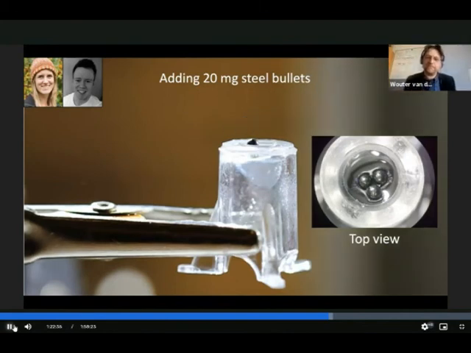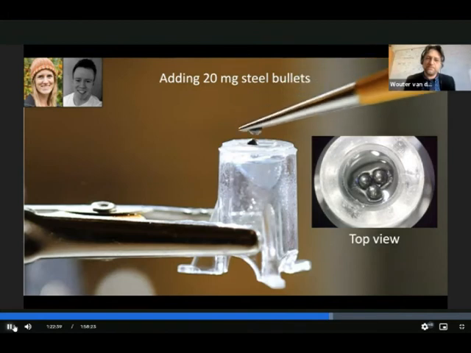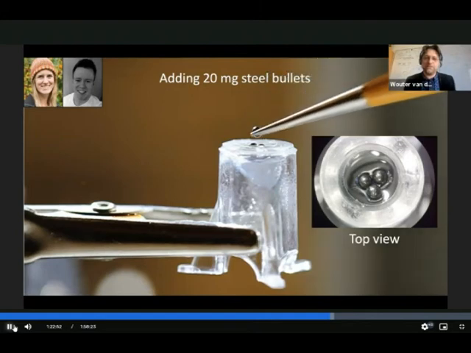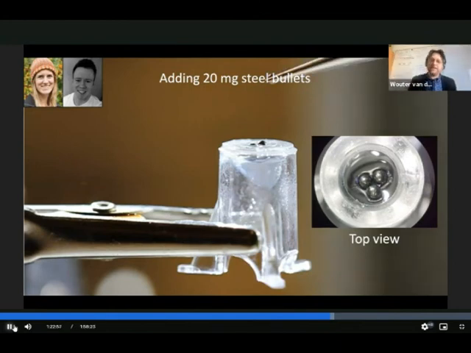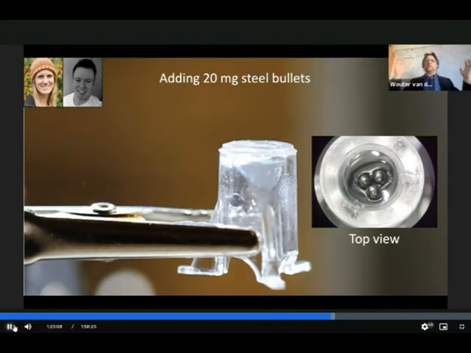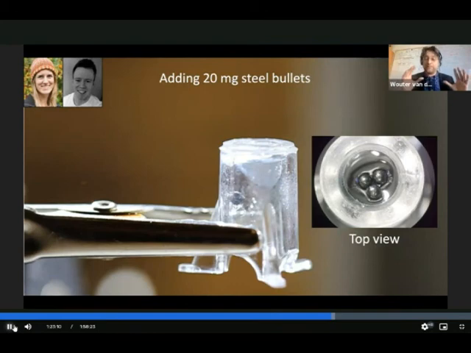One. Two. Three. Four. You can see how the film starts bending. Five. Oh, and here it breaks. But we are able to load 100 milligram on a film that is only 200 nanometer thick.